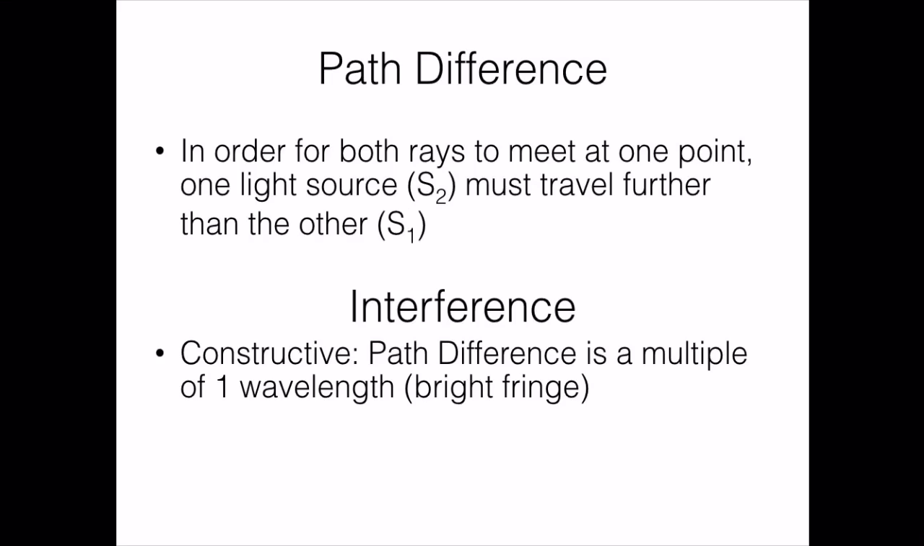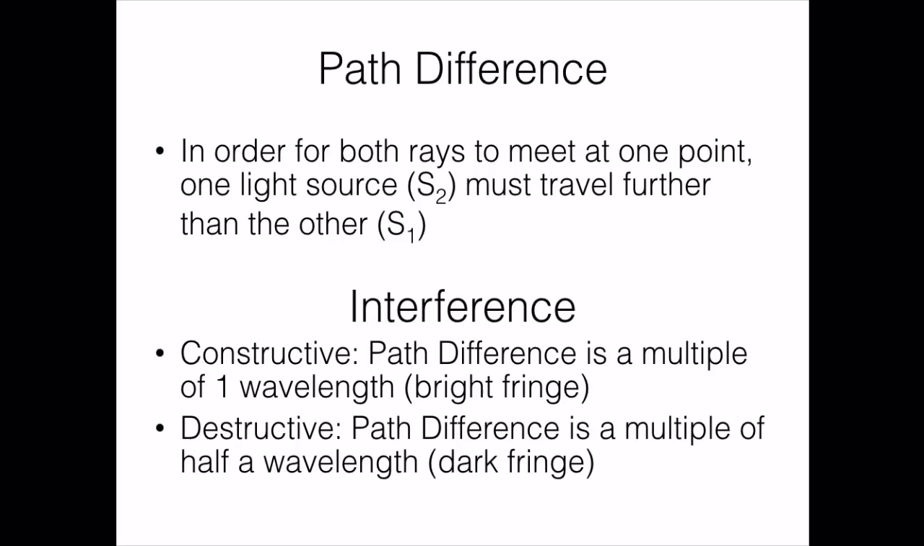So constructive interference is when the path difference is a multiple of one wavelength, which causes a bright fringe. And destructive is when the path difference is a multiple of half a wavelength, causing a dark fringe. If it's any other multiple of a wavelength, it won't be a bright spot and it won't be an extremely dark spot either.